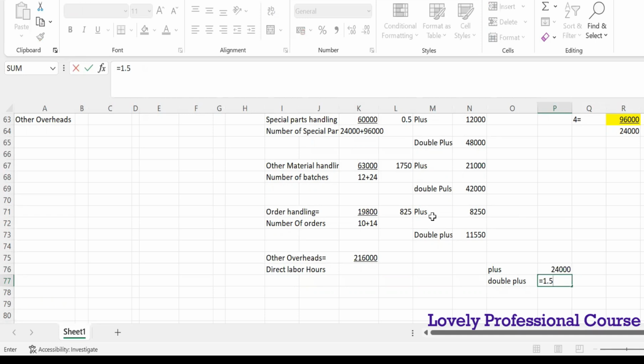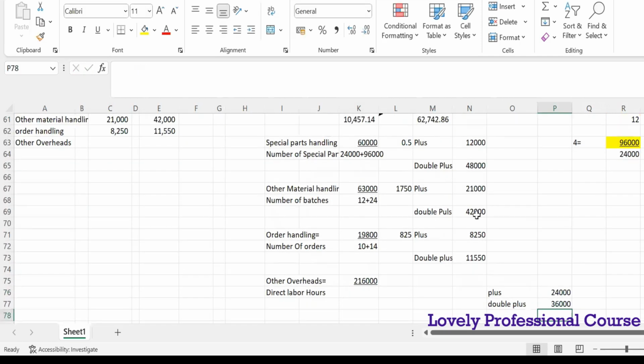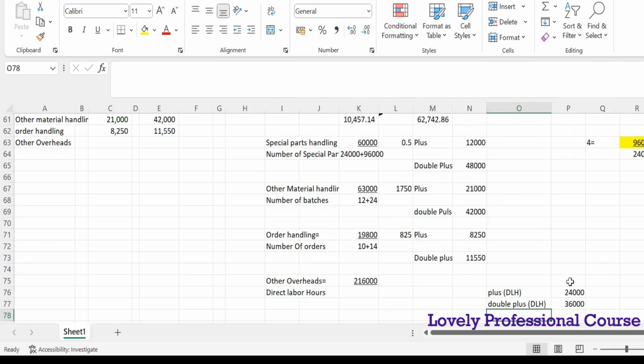So go up there and look at it. It is 1.5. Then you multiply it by 24,000 units produced for double plus. So it gives me 36. These are the hours. These are hours for plus, and these are direct labor hours. So that is how I get this 24. Is it okay? Very simple. So this 24 and this 36.